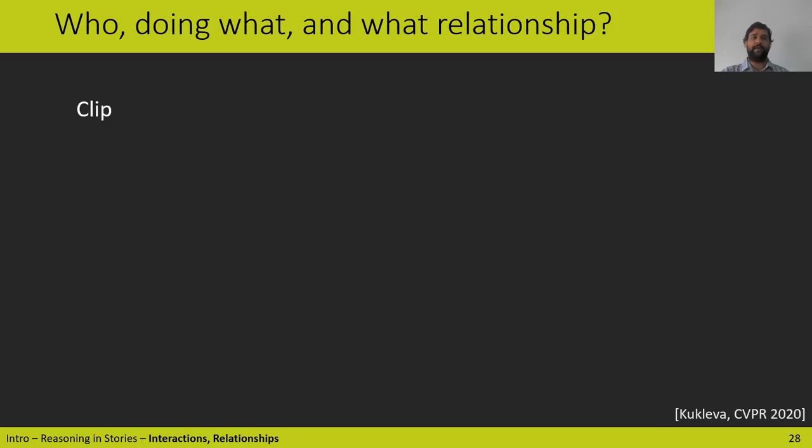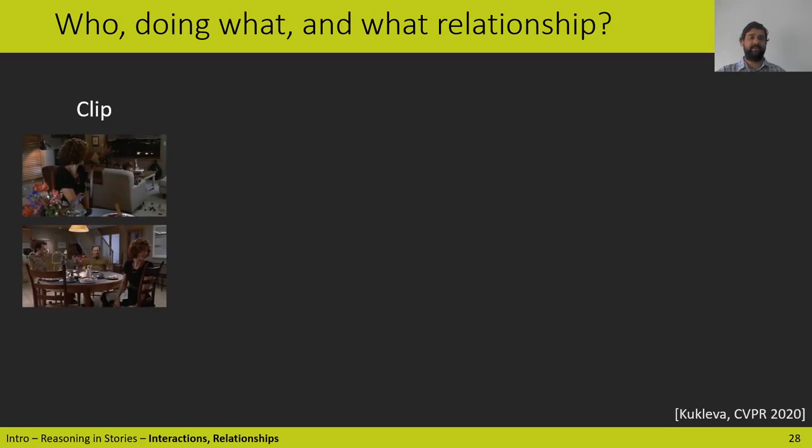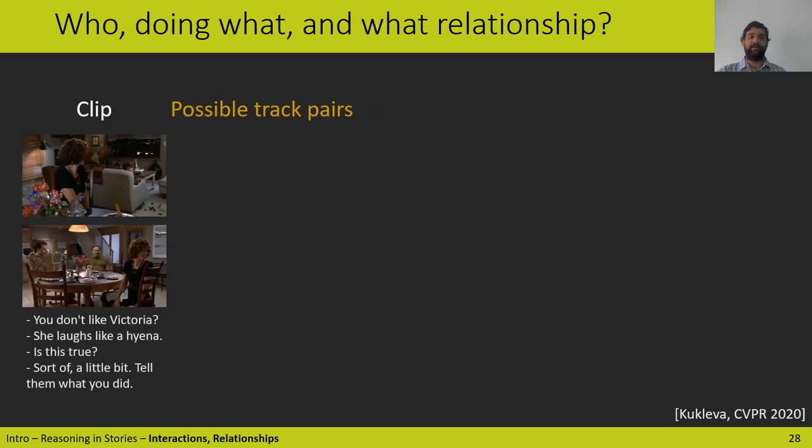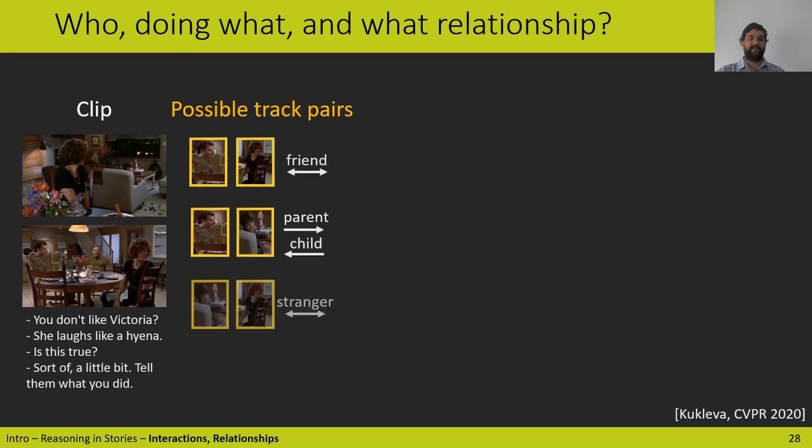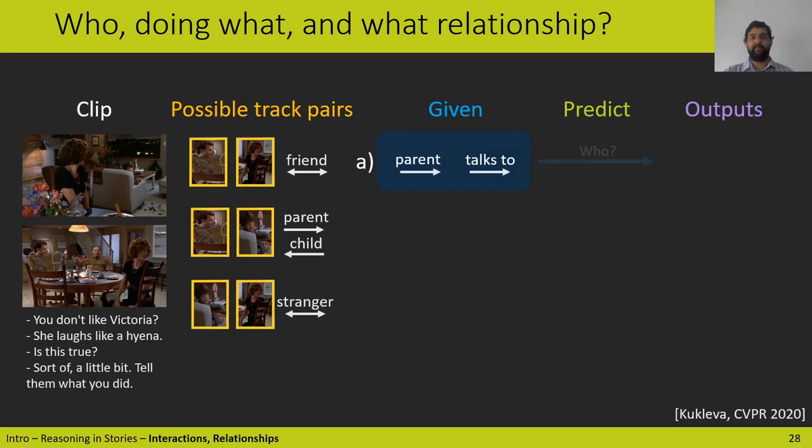So to look at this explicitly, we can see an example where we're given a clip along with the dialogue. In this case, there are 3 characters, so we'll have 6 track pairs in directed form, and their corresponding relationships are shown at the right. We now have different aspects. Given the relationship parent and the interaction talks to, we can predict who the pair of characters are. Again, note that this is directed, so it needs to be that the father comes first and the child comes later.